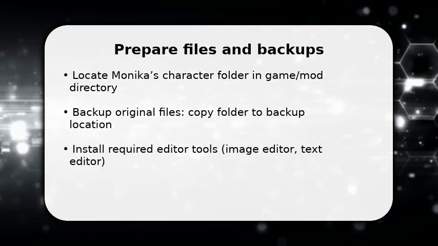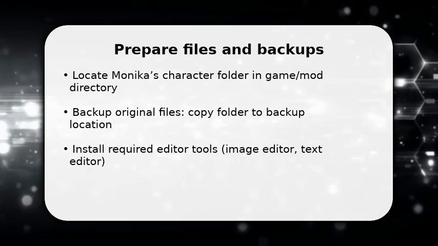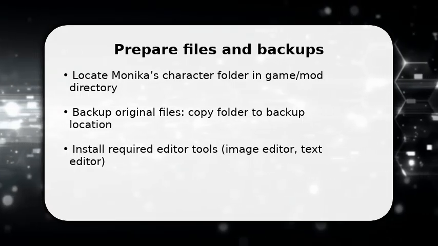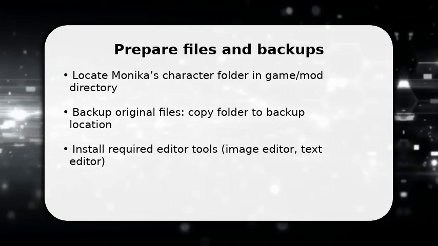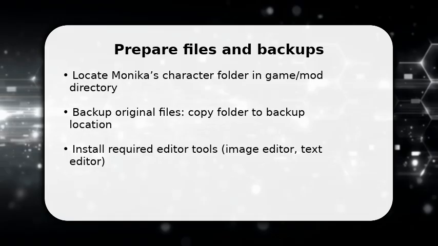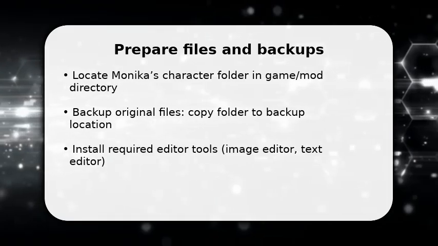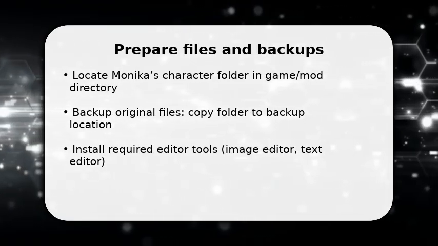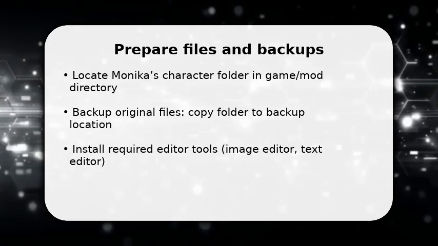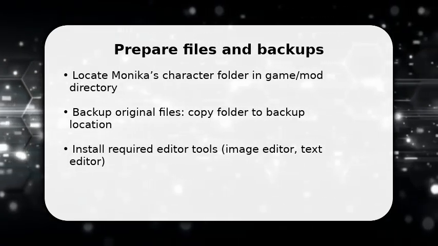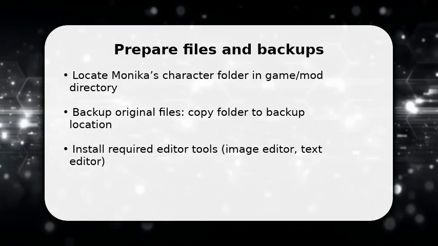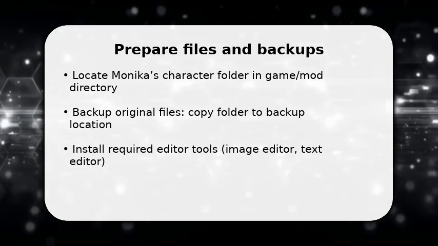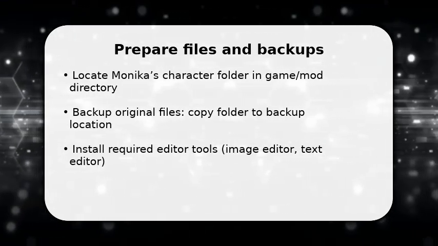You start by creating a safety net. Back up Monika's entire character folder now. Once done, open the game's mod directory and locate the specific sprite and hair asset files so you can edit them directly. Make sure to have an image editor that supports transparency and a plain text editor for metadata. These are essential. You want to edit the assets, not the originals, so keep the backups separate and named clearly. This prevents lost progress and lets you test changes.